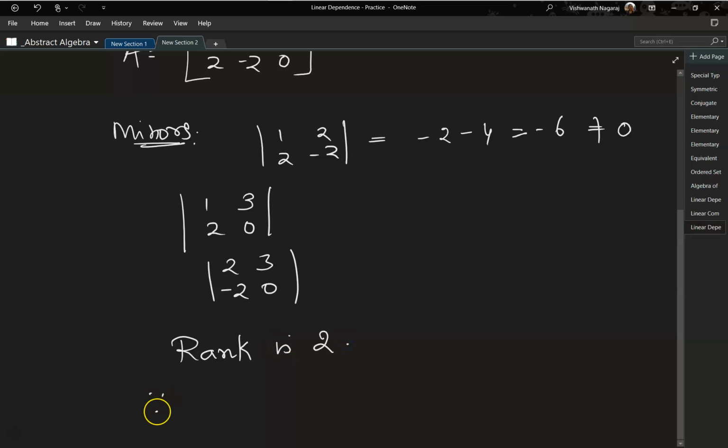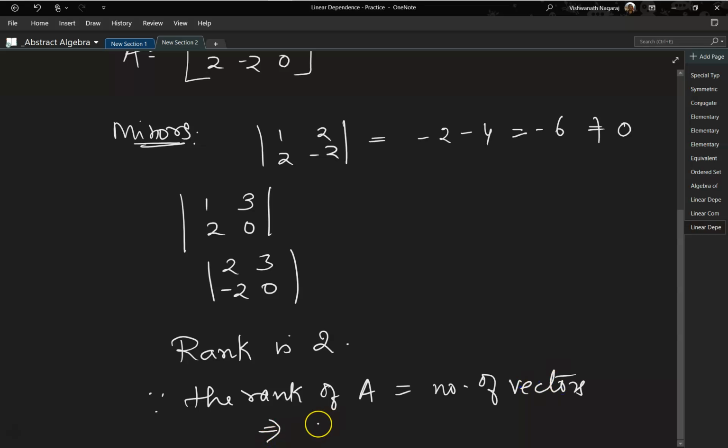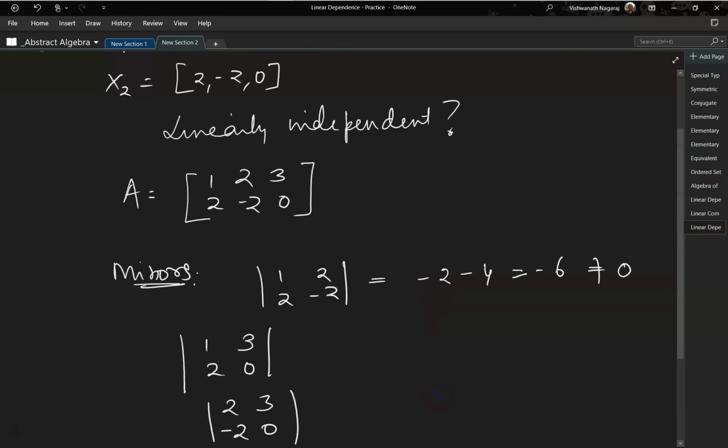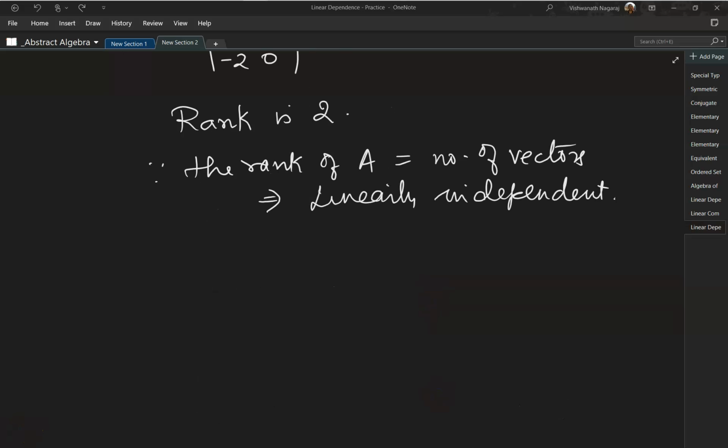is 2. Now since the rank of A is equal to the number of vectors, it implies that the vectors are linearly independent. So here we were lucky that the first minor itself that we identified is not equal to 0. Sometimes you might have to go through many more. Let's do the second one.